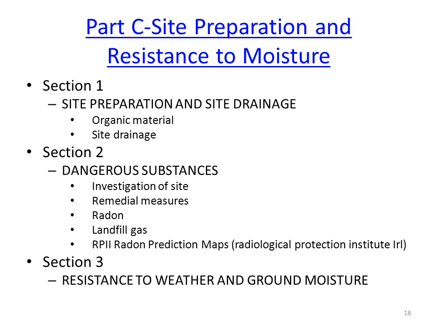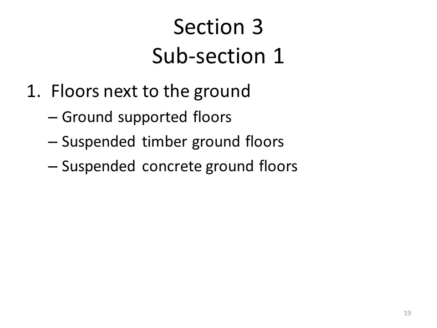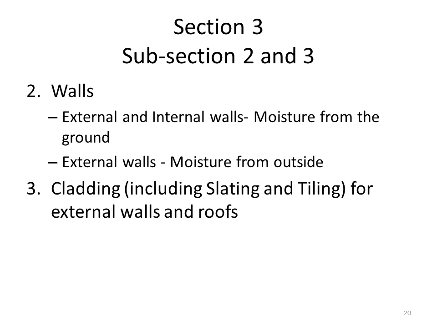Section 3, resistance to weather and ground moisture. Section 3 has a subsection, and subsection 1 of section 3 includes floors next to the ground. This would be ground supported floors, suspended timber ground floors, and suspended concrete ground floors, ones that might be in contact or close to the ground, where we'd have a lot of moisture.